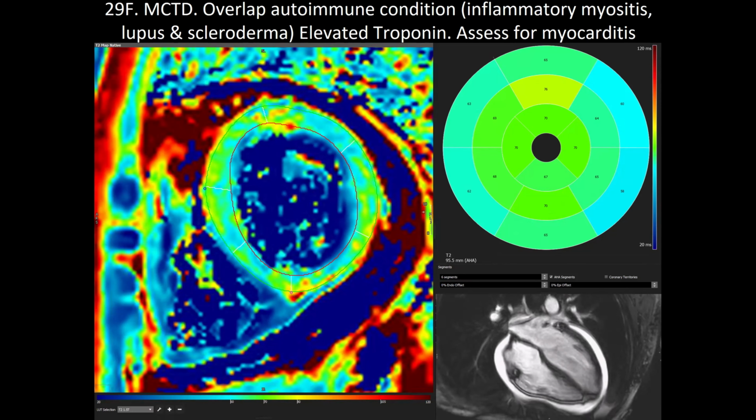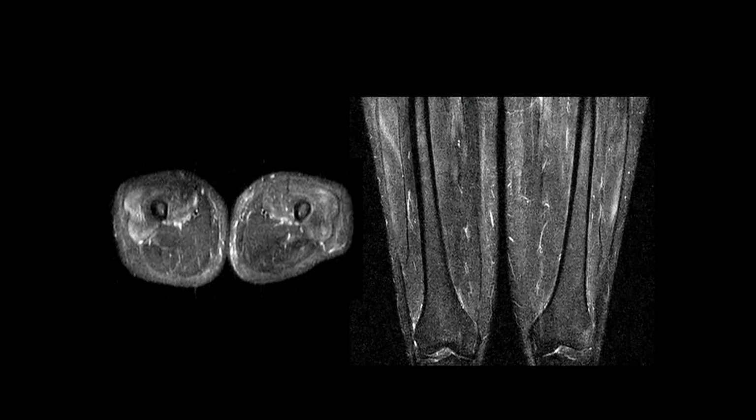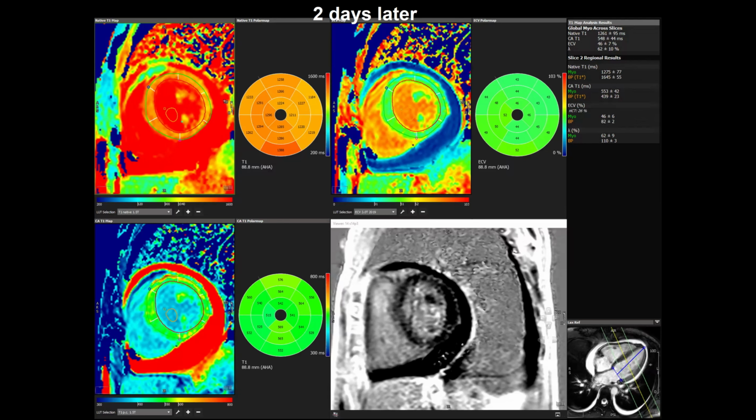This is a 29-year-old female with mixed connective tissue disease and overlap autoimmune condition with inflammatory myositis, lupus, and scleroderma, who presented with troponin elevation in whom the clinicians wanted to rule out myocarditis. There's diffuse myocardial edema. As you can see by the orange T1 polar map, there's diffuse T1 elevation and the ECV is globally high, but the late gadolinium enhancement images are washed out, and the post-contrast T1 values are abnormally high. This is because the majority of the double gadolinium dose has been sucked out of the blood pool by something else, namely the myositis. Therefore, ECV calculations are unreliable.